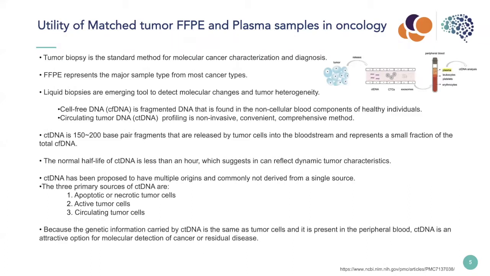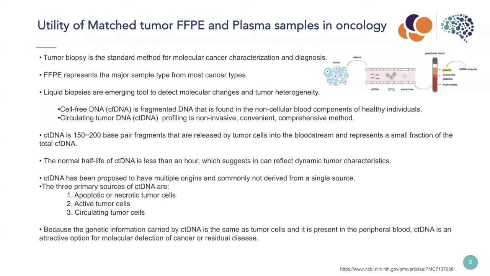This also implies significant considerations for sample collection and sample processing as well that we'll touch on in a few moments. So circulating tumor DNA has also been proposed to have multiple origins and commonly not derived from a single source. And 3 primary sources are listed on the slide: apoptotic or necrotic tumor cells, active tumor cells, or actually circulating tumor cells themselves, where there's whole cell material circulating in the blood from tumors. Obviously, the site of the disease, the type of cancer, and the progression of that disease would influence which of the listed sources or perhaps even other considerations or other hypotheses may come into play.